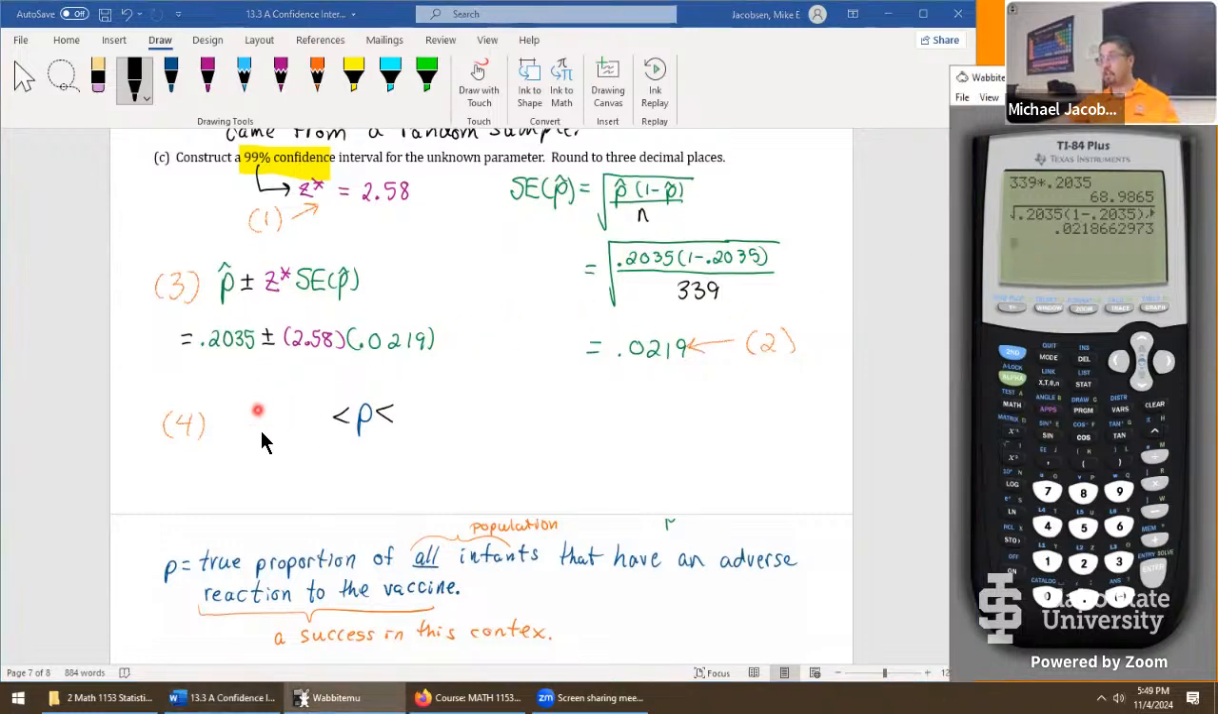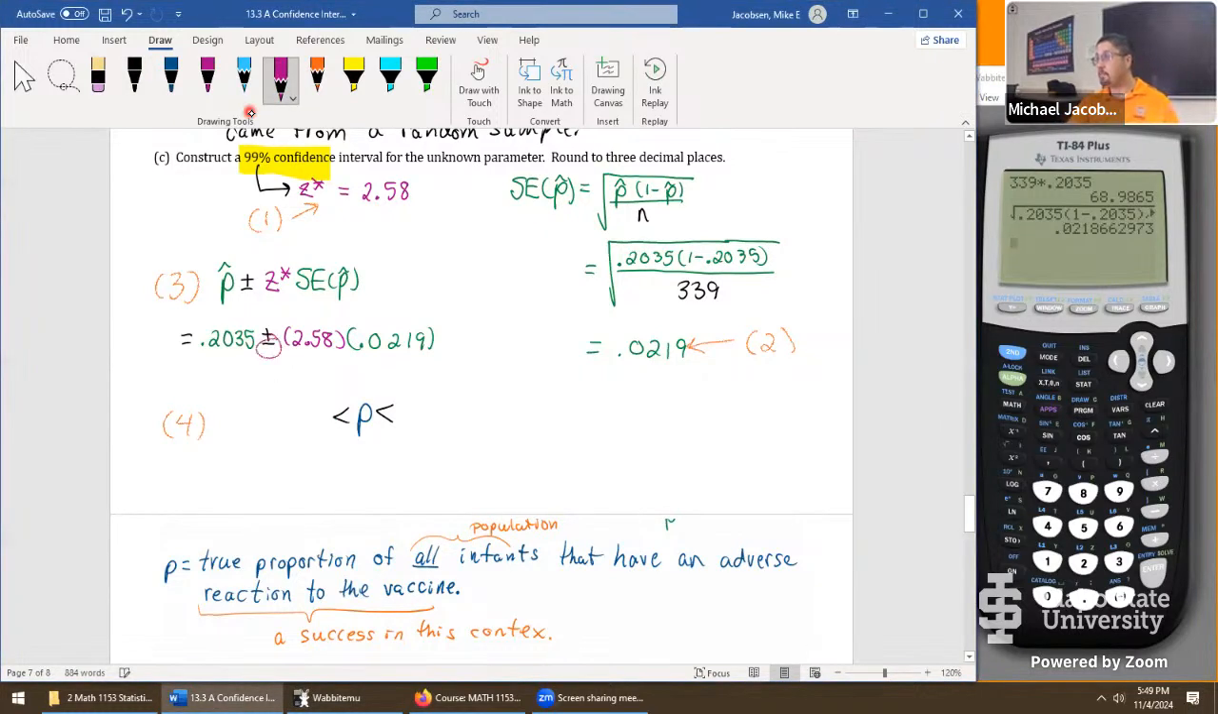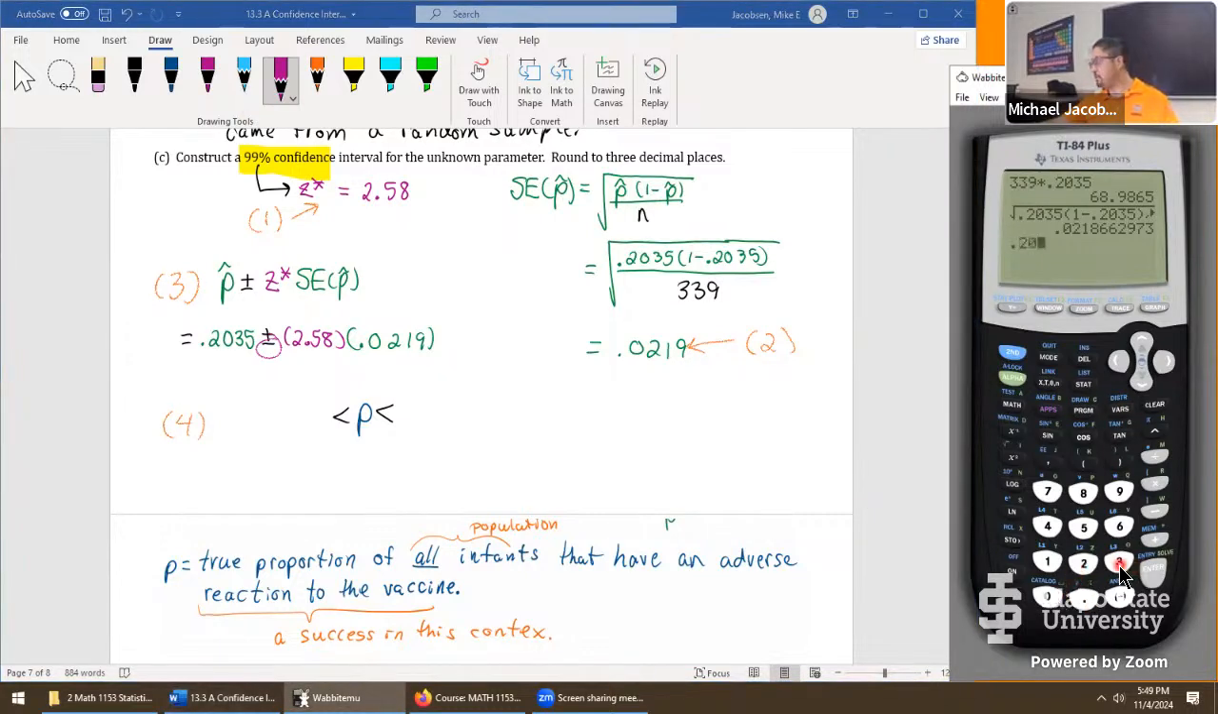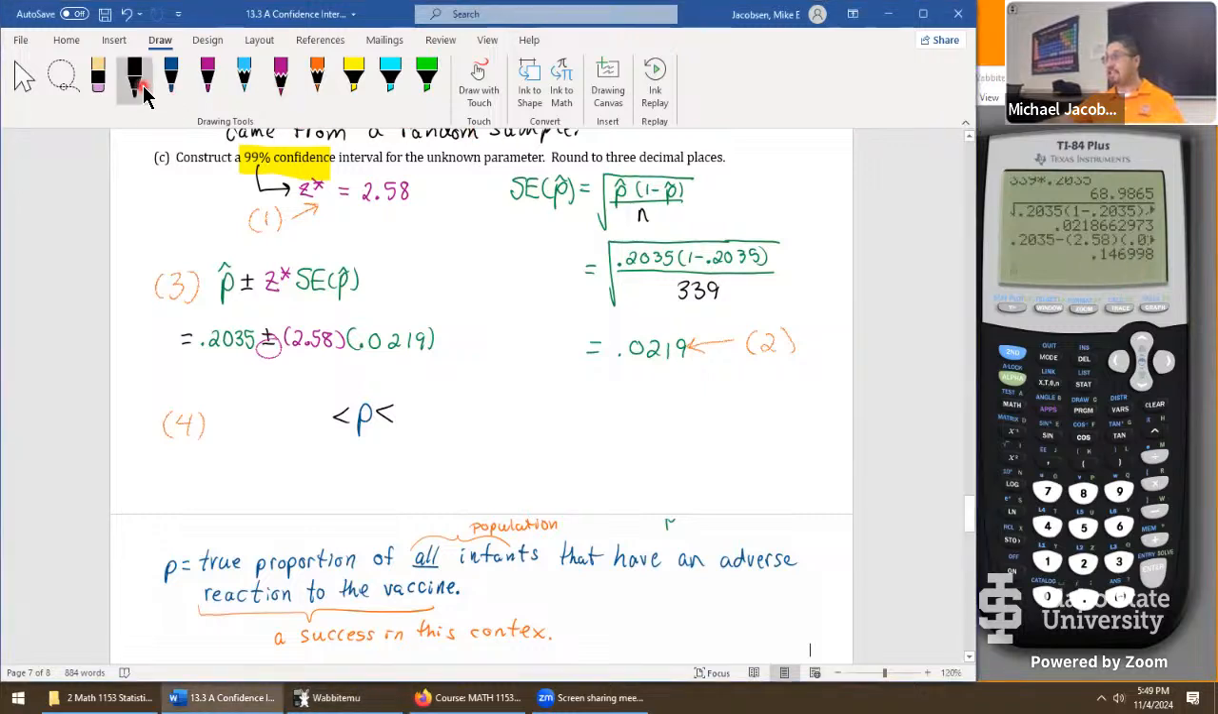So in the calculator, the lower value that goes here is formed by using the minus. So let's write this whole thing down, but with a minus in the calculator first. It's going to be 0.2035 with a minus, then 2.58, using parentheses to indicate multiplication, basically just writing it down verbatim as we see it on the page, then 0.0219. And that's going to be our lower end of the confidence interval. At this stage, we're done with the problem, so we're really going to round it to 3 decimal places this time. So to 3 places, it's 0.147.